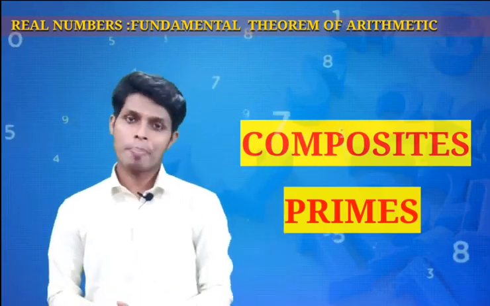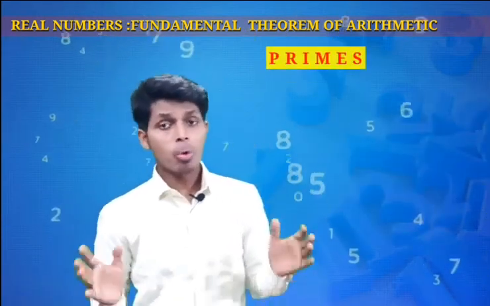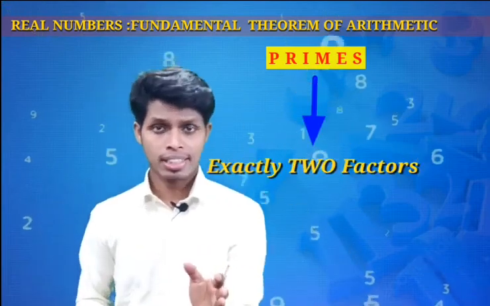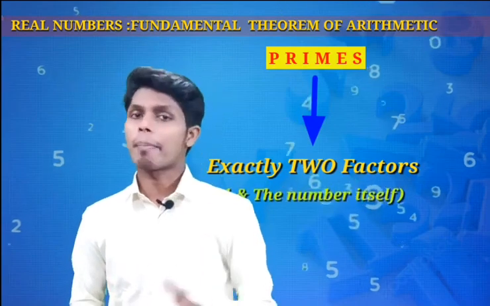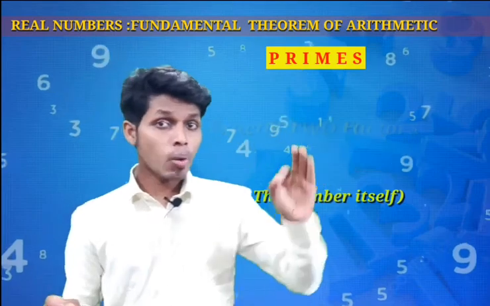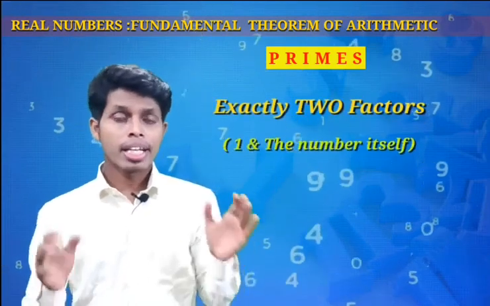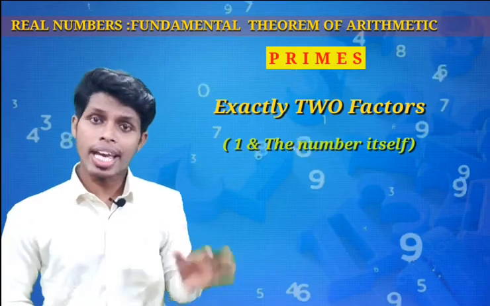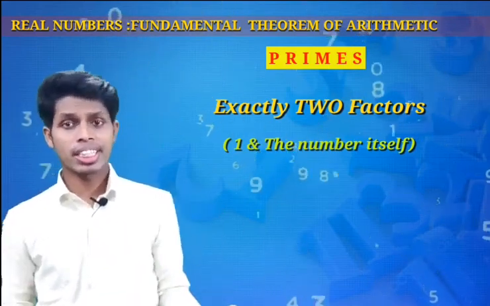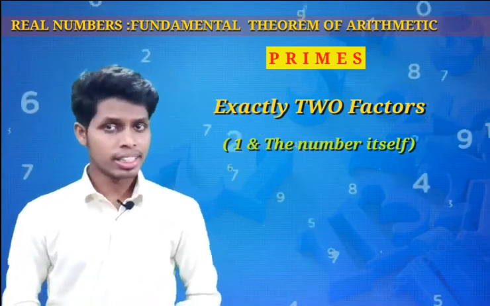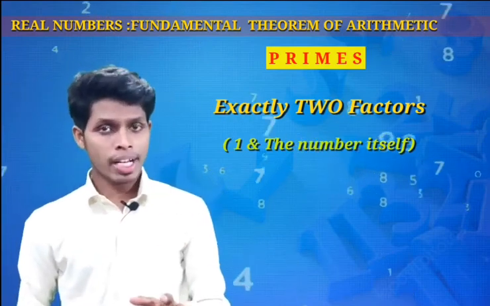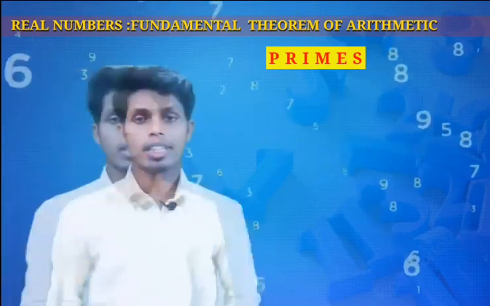So let's start with prime numbers. Till now, we know primes are the numbers which have exactly two factors, that is 1 and the number itself. It means the numbers other than 1 and the given number cannot divide the given number exactly. It's a very common thing. We know every number is exactly divisible by 1 and itself, and the numbers which are only exactly divisible by 1 and itself are called prime numbers.